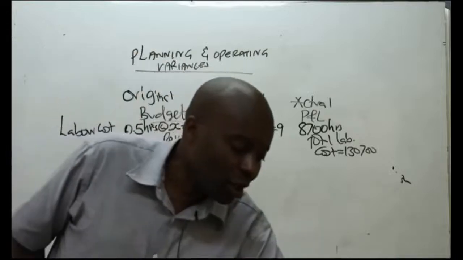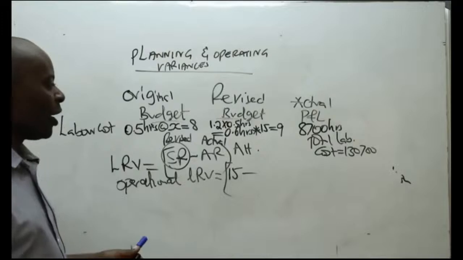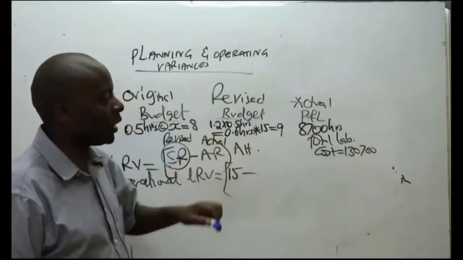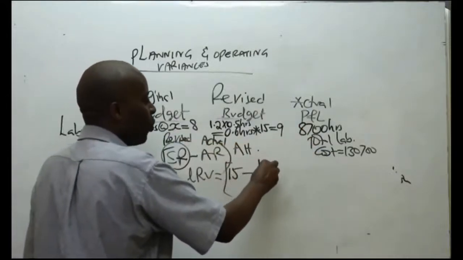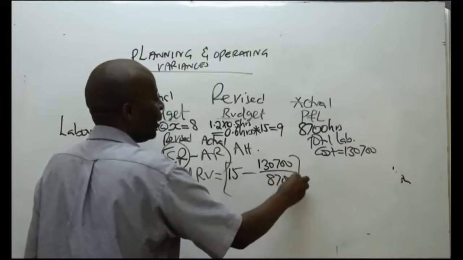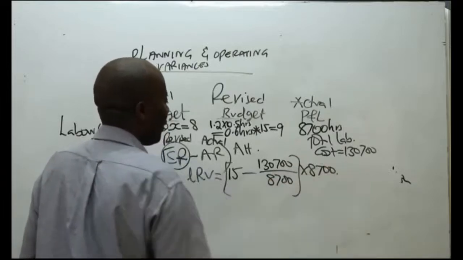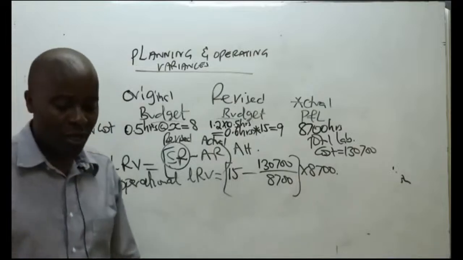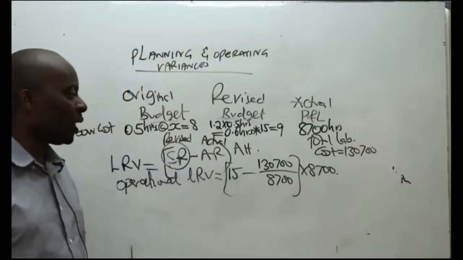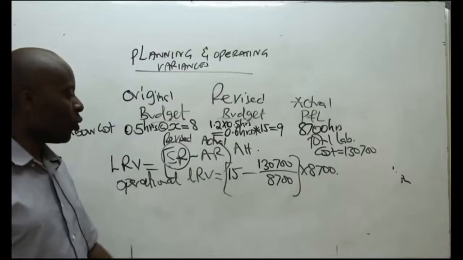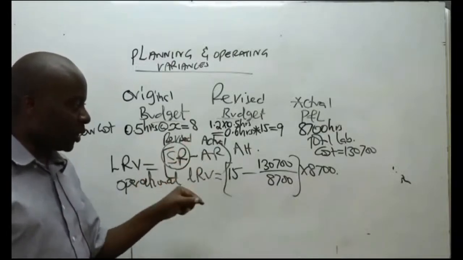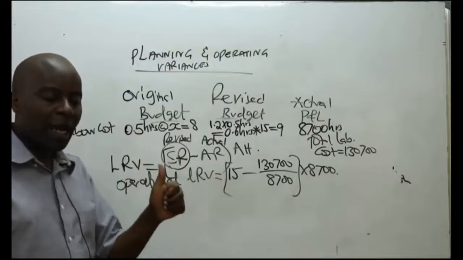I can see here that 8,700 actual hours actually cost me a total of 130,700. Therefore, the actual rate will be 130,700 divided by the number of hours, 8,700, and then outside here we have 8,700. So what figures am I going to get? You open brackets, you say 15 minus 130,700 divided by 8,700, you close, times 8,700, and then you give me an answer.